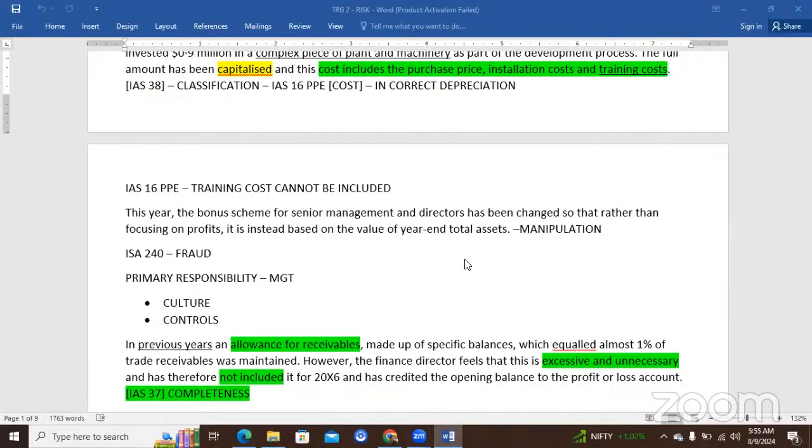So how can management meet their responsibility in terms of the fraud environment? By creating a strong culture and controls. So as a response, we should apply professional skepticism and professional judgment throughout the judgmental areas. Because if management wants to commit fraud or manipulate the financial statements, the best area to manipulate is the judgmental areas. So only in judgmental areas can they manipulate. Therefore, we should always apply professional skepticism over those judgmental areas.